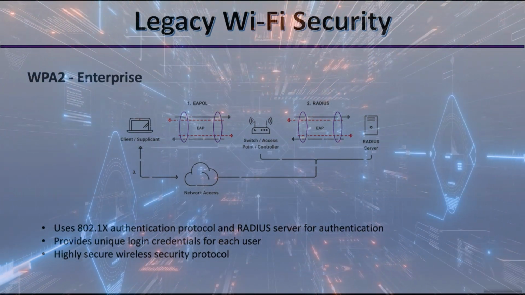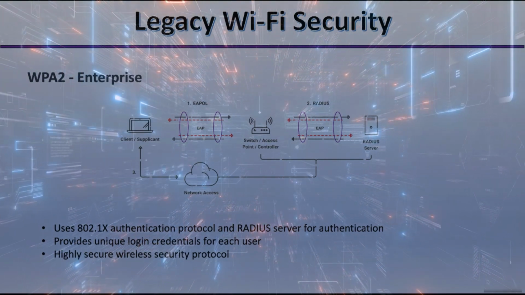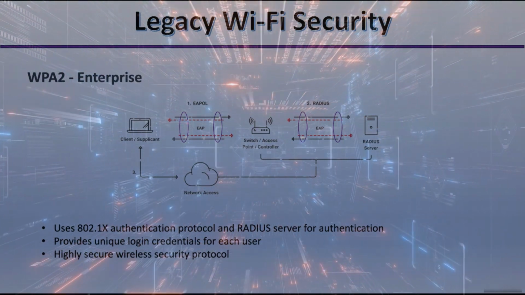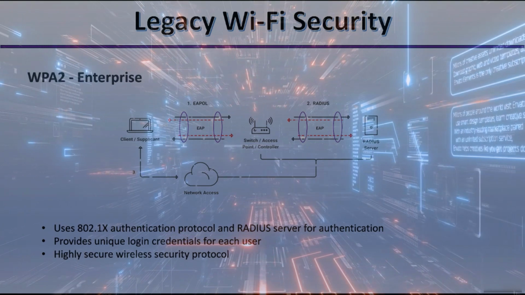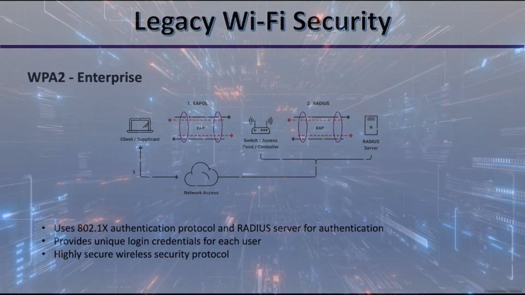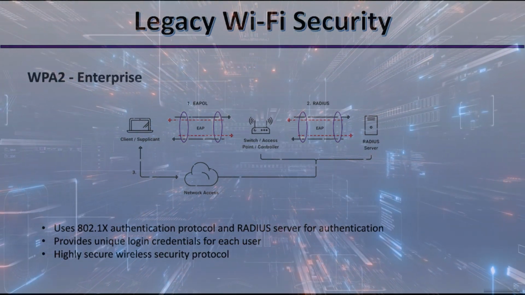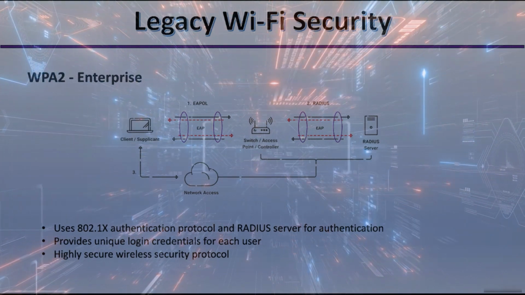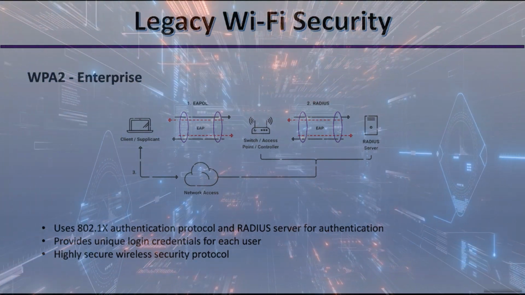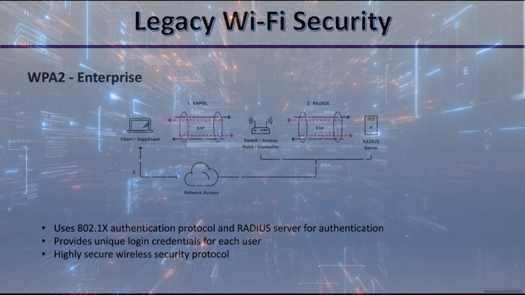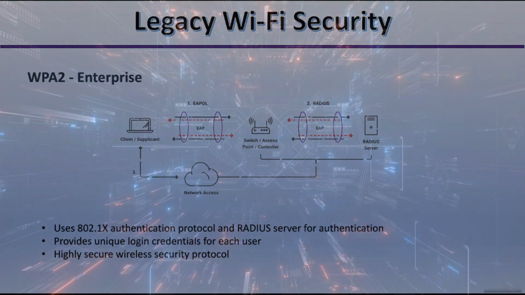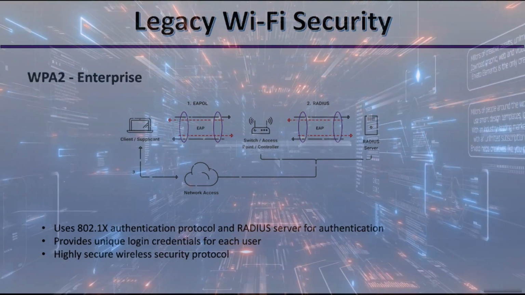Most EAP types rely on a server-side digital certificate to validate the authentication server. This certificate, sitting on the RADIUS server, undergoes verification by the supplicant's root certificate held by the client device, as we mentioned. And through this process, the supplicant ensures the authenticity of the server-side certificate, establishing a secure connection.